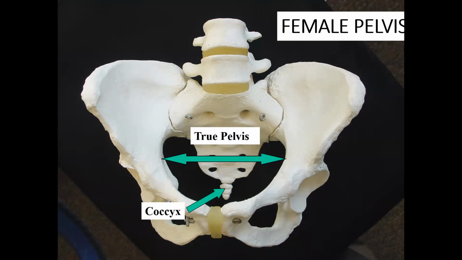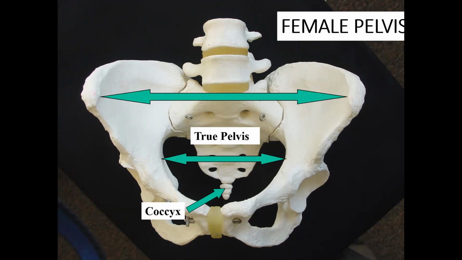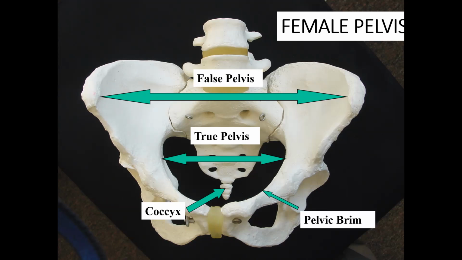This is the true pelvis, the area from wall to wall, the interior wall of the ilium on each side. The false pelvis is iliac crest to iliac crest. There's the false pelvis right there. The pelvic brim is the edge of this opening here that encompasses the true pelvis.